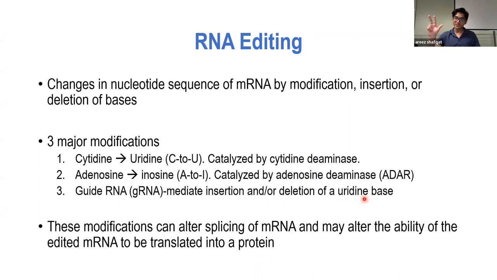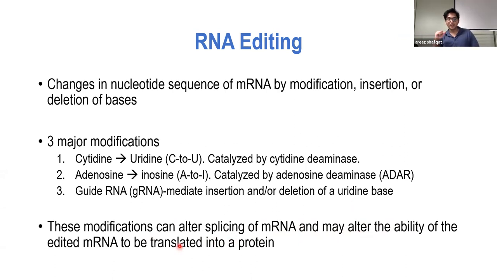So there's three modifications. Just to summarize, RNA editing involves changes in the nucleotide sequence of mRNA. There's three mechanisms. One is cytidine to uridine by cytidine deaminase. One is adenosine to inosine by adenosine deaminase. The other is guide RNA, which either inserts or removes uridine, all right? These modifications can affect splicing, and they may also alter the ability of the mRNA to be translated.